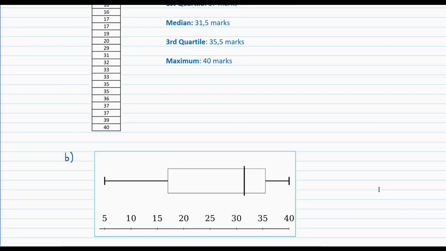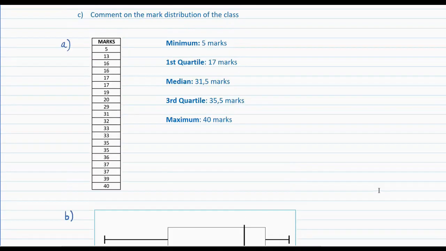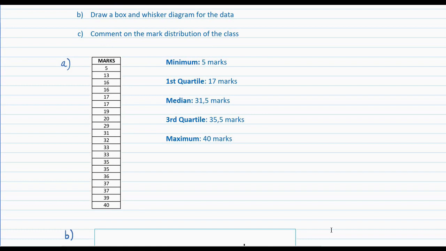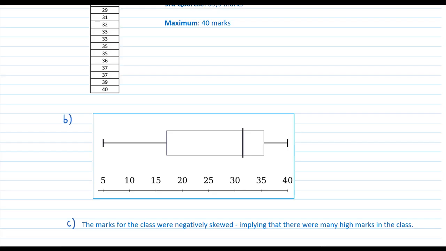Here's the diagram. Then finally, the question asks us to comment on the mark distribution of the class. Pause and try and make some comments. Here's the main observation I could make by looking at the diagram. The marks for the class were negatively or left skewed. And this implies that there were many high marks in the class. And that covers everything for revision. We can now look at some new material, the first topic of which is curve fitting.